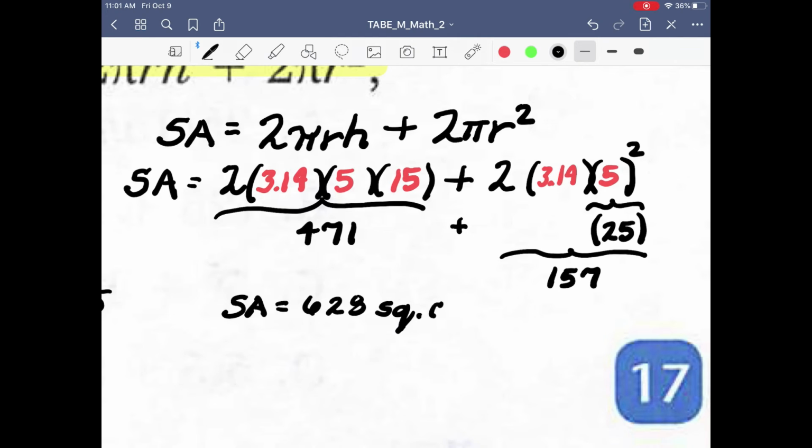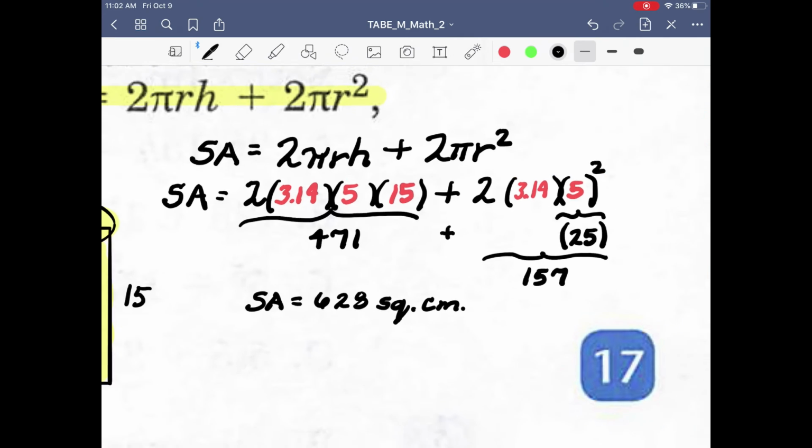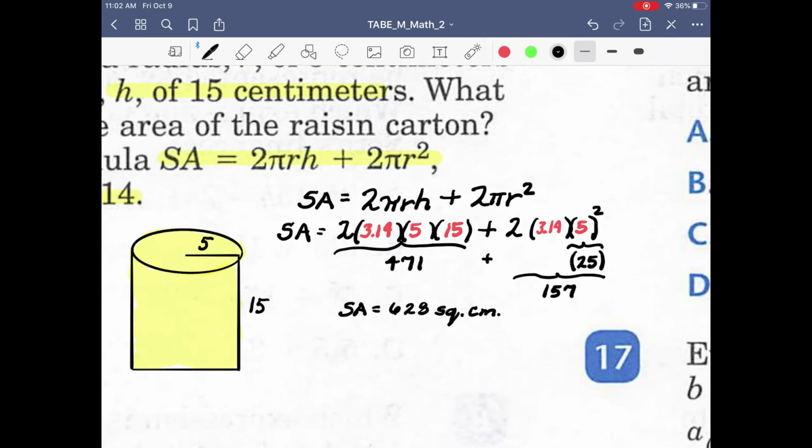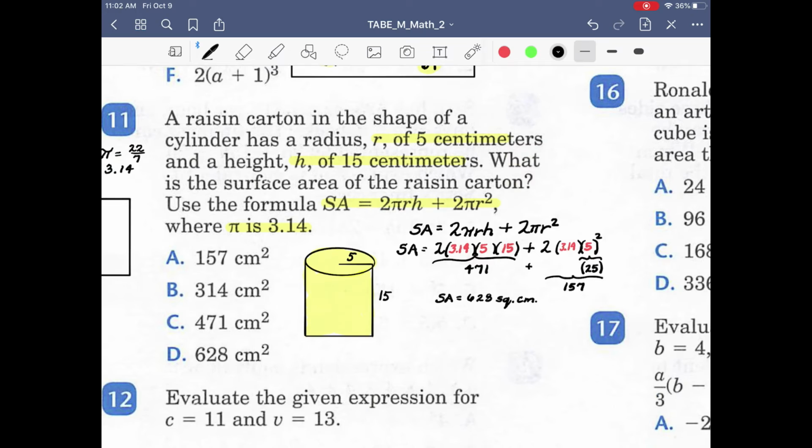Area units are always in terms of square units. If it's square feet, square miles, whatever your unit is, it's square if you're doing area. So the answer here is D, 628 square centimeters.